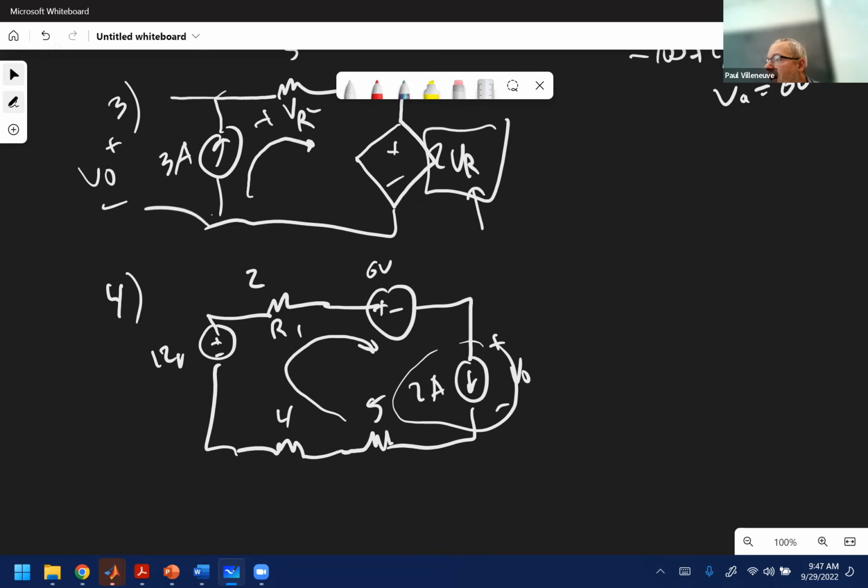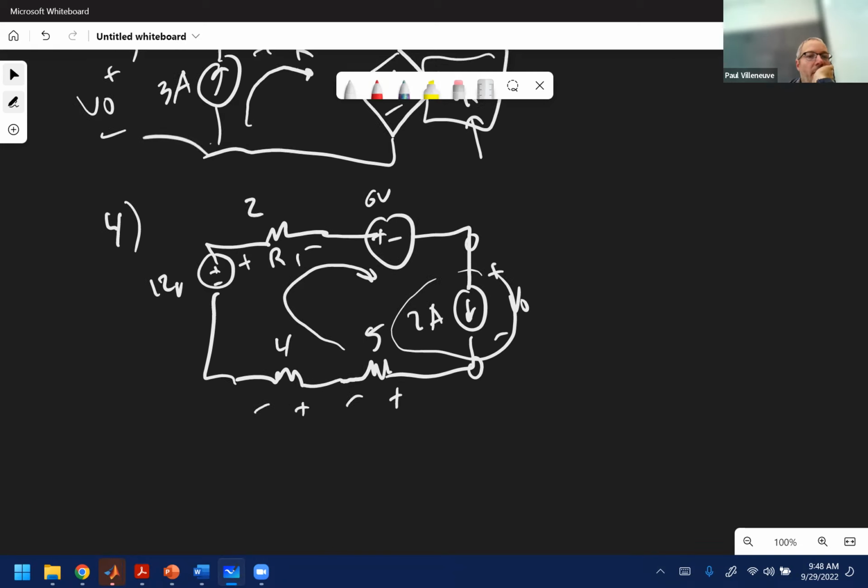And then it said find V out. Well, V out is over here. All you had to do is open circuit that, and then include the fact that you have 2 amps, which is going to cause plus to minus voltage drops in that direction. And then there's just a KVL loop. That was it for number 4. Questions on that? Am I going too fast?